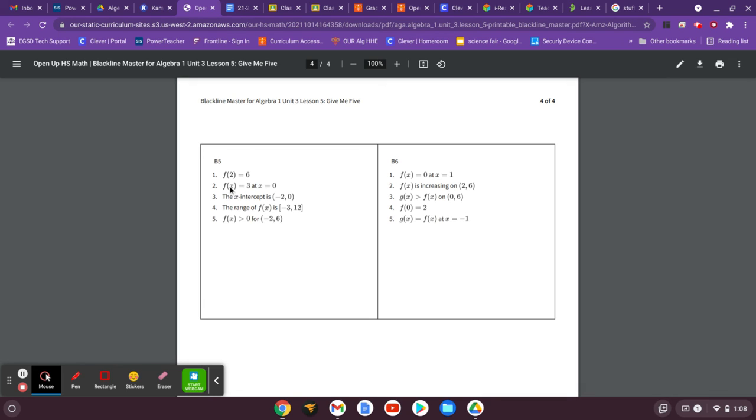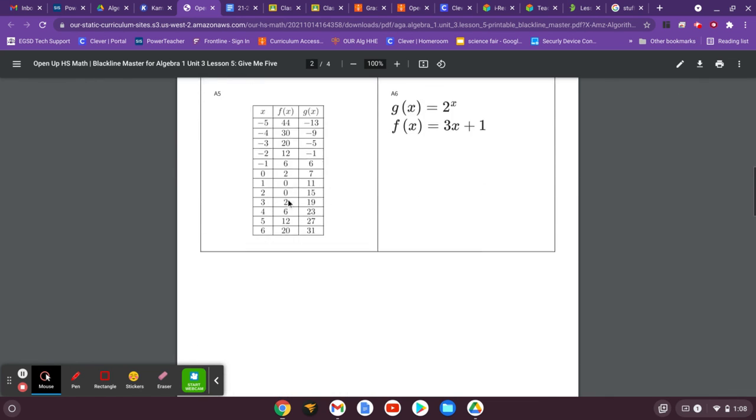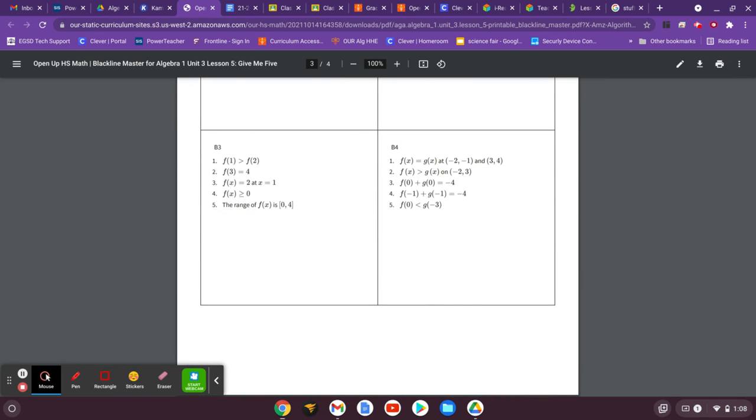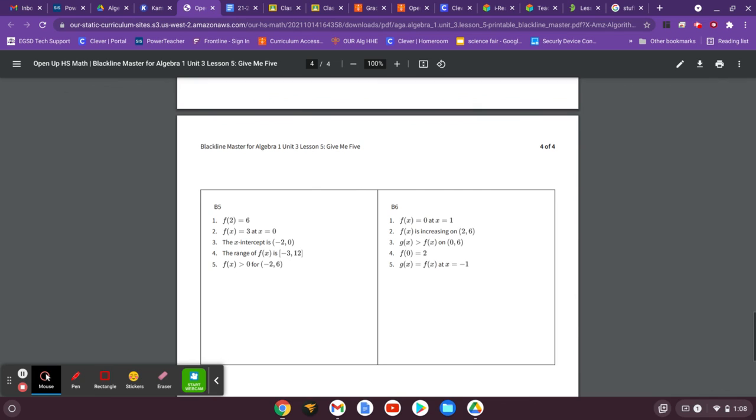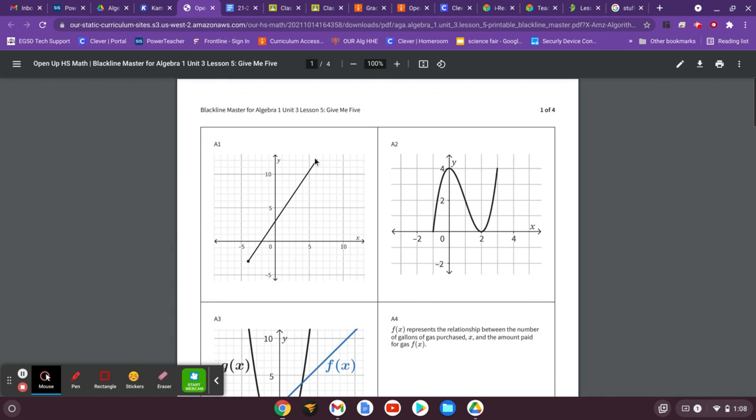So let's look. F of 2 equals 6. Let's scroll up. And then f of 0 is 3. So let's just check those two. F of 0 is 3, and f of 2 is 6. All right, so that one's looking pretty good. And then the range we said was -3 to 12, so that's correct. And f of x is greater than 0 for the -2 to, yeah, that one works because that's my -2. My answers are all positive.